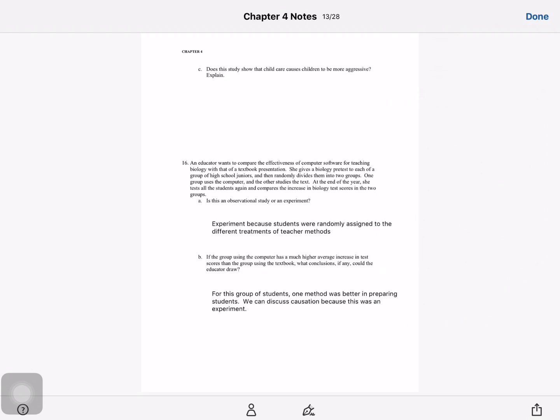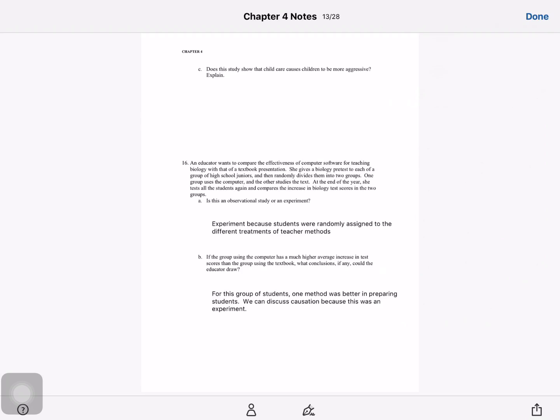So for today's lesson, we're going to be talking about a little bit more with experiments and what it looks like when we have an experiment versus an observational study. For number 16, this one will not be an observational study. It will be an experiment, because experiments have something randomly assigned to or imposed on the experimental units. So this is an experiment because students were randomly assigned to the different treatments of teacher methods.